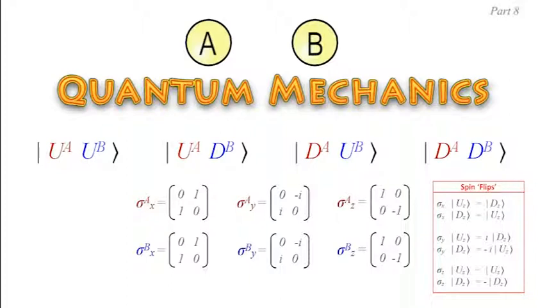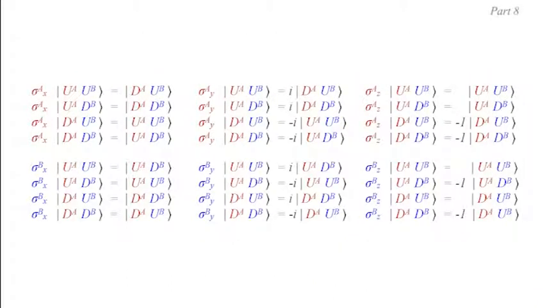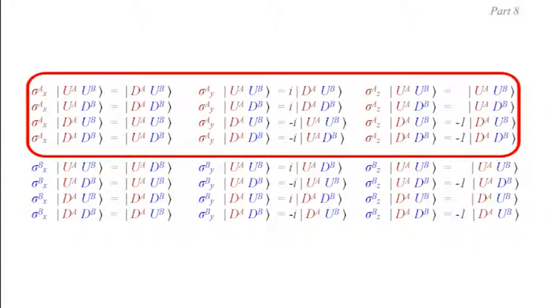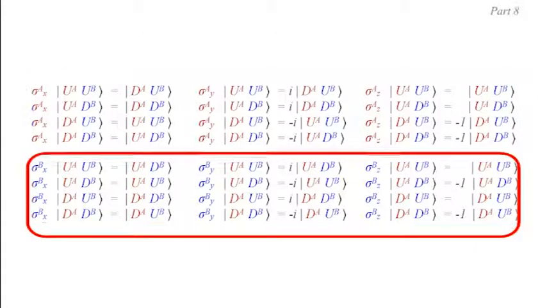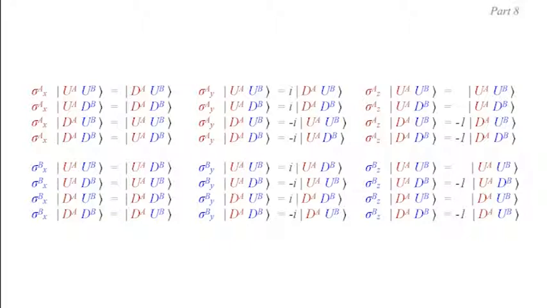If we did, it would contain 24 equations in all, 3 sigmas times 2 electrons times 4 states. If you want to see them all, then here they are, but it would be pointless to go through each one of them. I'll mention the groups. There are the 3 sigma A's, X, Y, and Z, each acting on the 4 states, making 12 equations altogether. And there are the 3 sigma B's acting on the 4 states, another 12 of them, 24 altogether.